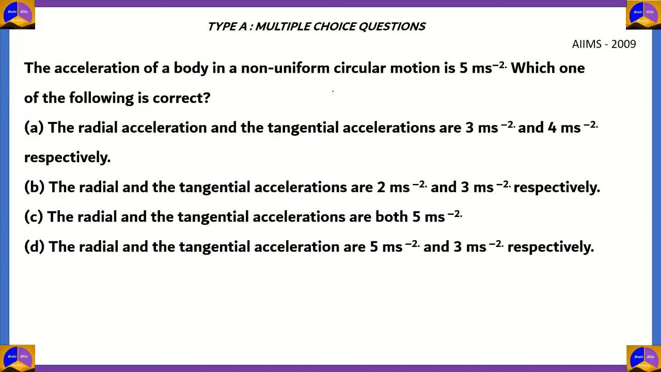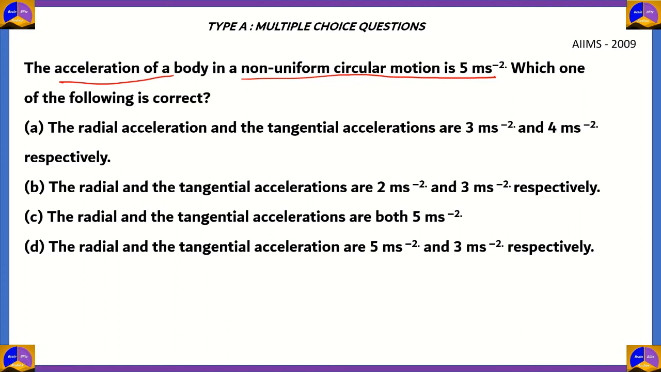Let's look at this question. The acceleration of a body in a non-uniform circular motion is 5 meters per second square. Which of the following is correct? The radial acceleration and the tangential acceleration are: A, 3 and 4 meters per second square; B, 2 and 3 meters per second square; C, 5 meters per second square both; D, 5 and 3 meters per second square respectively.